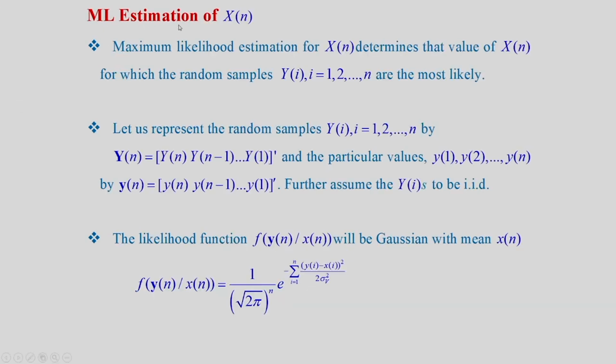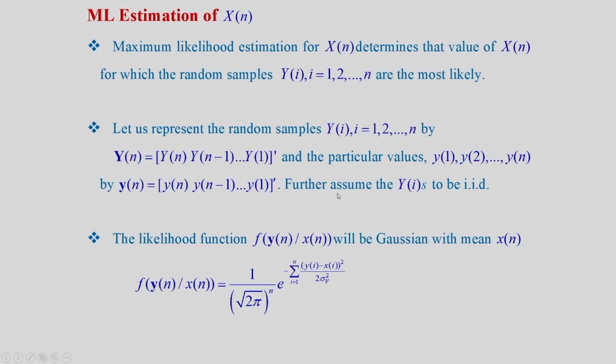Let us start with ML estimation of x[n]. Maximum likelihood estimation for x[n] determines that value of x[n] for which the random samples y_i, i going from 1 to n, are the most likely. Let us represent the random samples by the observed data vector y_n, equal to [y[n], y[n-1], up to y[1]] transpose. The particular values of this random vector are given by y1, y2 up to yn.